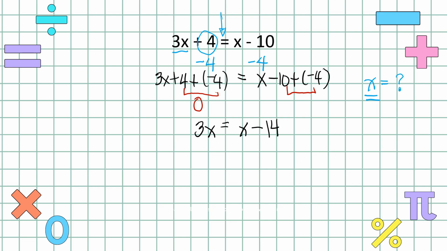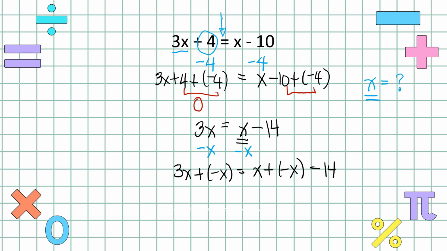It's not yet done because we still have a variable on the right side. So we need to remove it by doing the same process as what we did with positive 4. We need to remove the x, so we add its opposite, which is a negative x, and we do that also on the left side to make it balanced. So let's write it horizontally: 3x plus negative x equals x plus negative x minus 14.